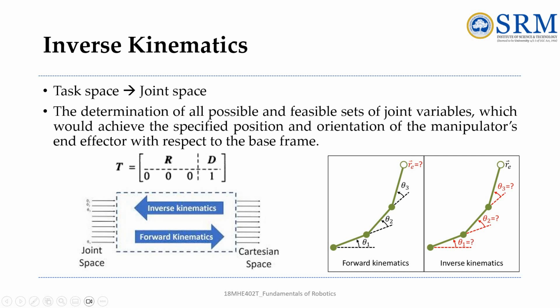Moving from task space to joint space is like going from a desired position and orientation of a robot's hand to figuring out how each joint of the robot's arm needs to move to get there. It's all about finding the right combination of joint settings to achieve the specific location and orientation you want for the robot's end tool, considering where it starts from.